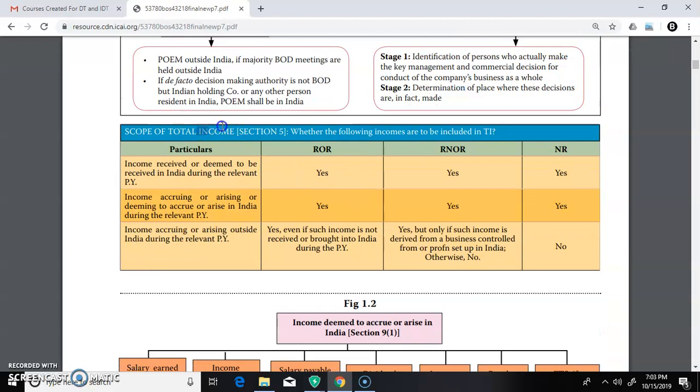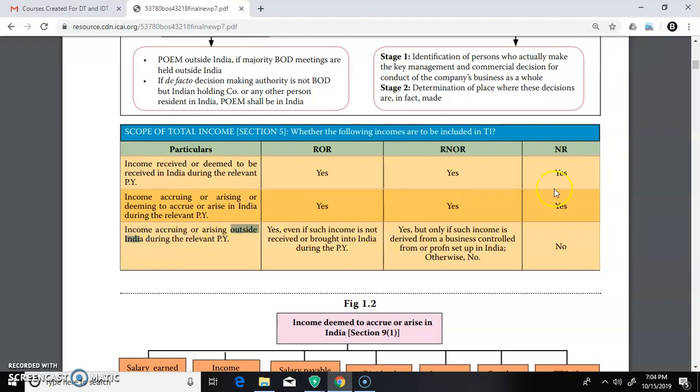Based upon the scope of total income, we can distinguish whether some incomes are included under resident and ordinary resident, not ordinary resident, and non-resident. Is income received or deemed to be received in India during the previous year? Yes, here it is yes, here also it is yes. Accruing or arising or deemed to accrue or arise in India? For all three categories it is yes. Now, income accruing or arising outside India. If it is received in India, all three are yes. Accruing or arising or deemed to accrue in India means all three are also yes.